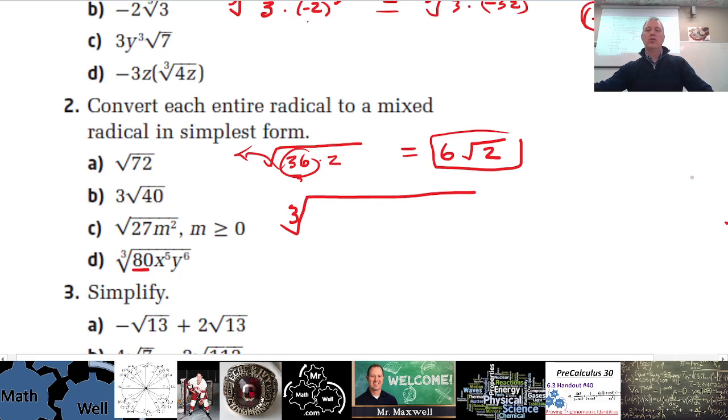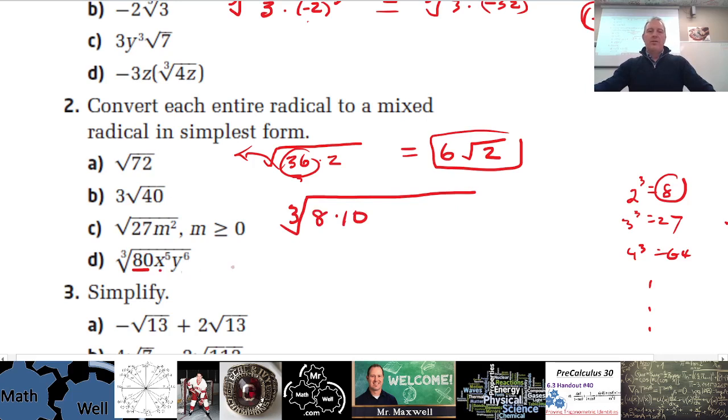And the cubes, you should have some of them memorized and have a list on your cue sheet. 2 cubed is 8. 3 cubed is 27. 4 cubed is 64, and so on. So have a list of cubes on your cue sheet. But notice that 8 is a perfect cube, and that's a factor of 80. So this is 8 times 10. You see that?